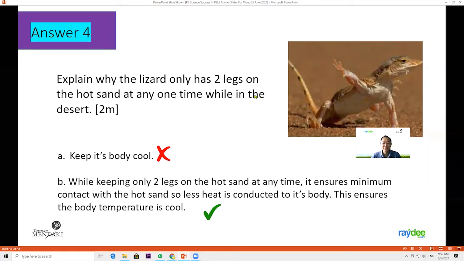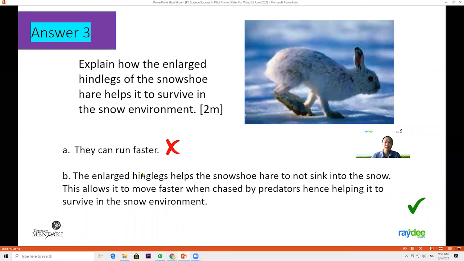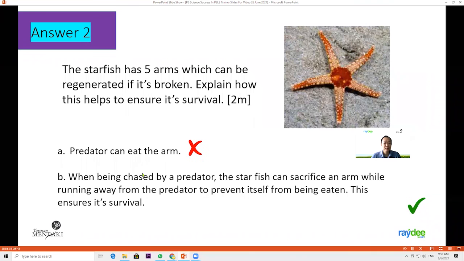So for foundation students, my experience is that they will need more explanation on why it is to keep the body cool. You understand? Right? But for standard students, they are supposed to give answers like B, okay, detailed answers. But for foundation students, we will be spending more time explaining to them like why they can run faster. You know what I mean? Foundations will be like, huh? They don't understand like what do you mean eat the arm? Then it can regenerate, right?